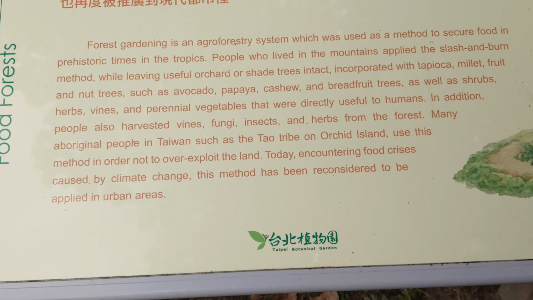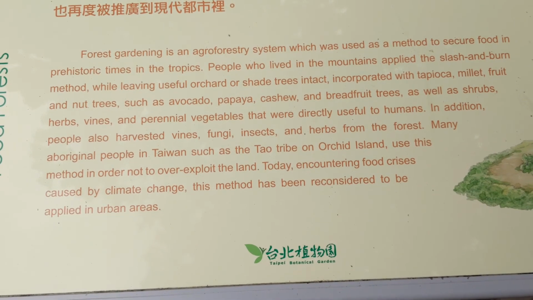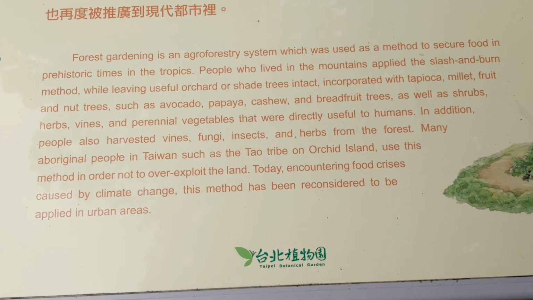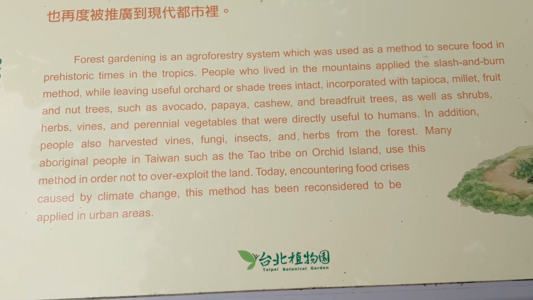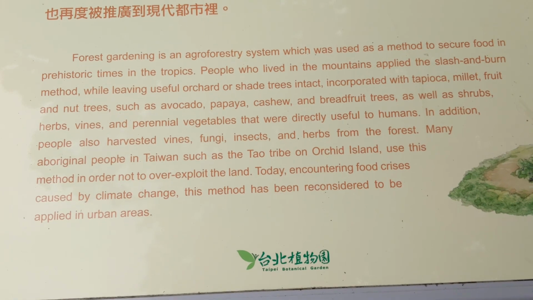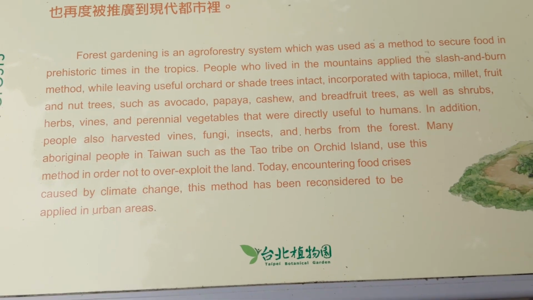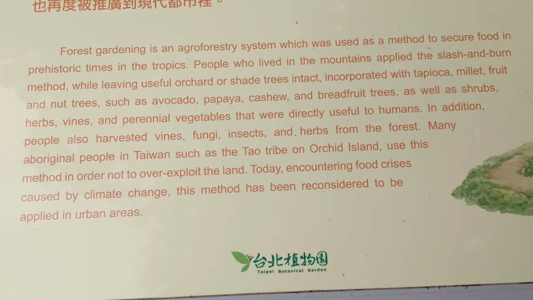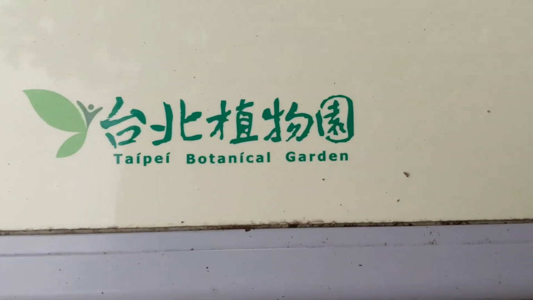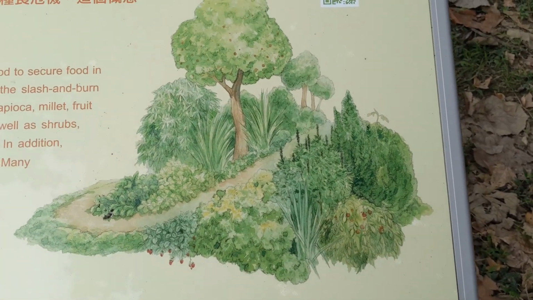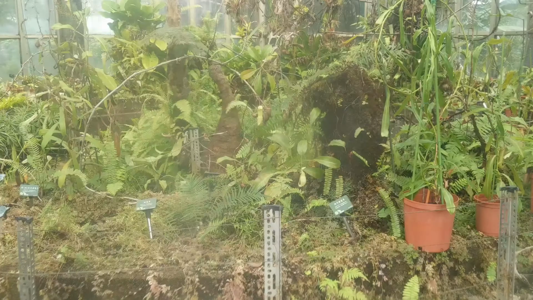Many Aboriginal people in Taiwan, such as the Tao tribe on Orchid Island, used this method in order not to overexploit the land. Today, encountering food crisis caused by climate change, this method has been recognized to be applied in urban areas. There's their pictorial example. And a QR code if you want to try that.